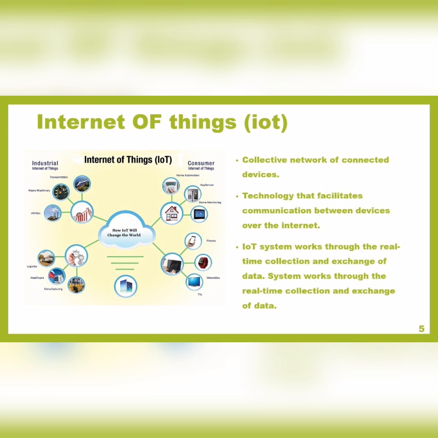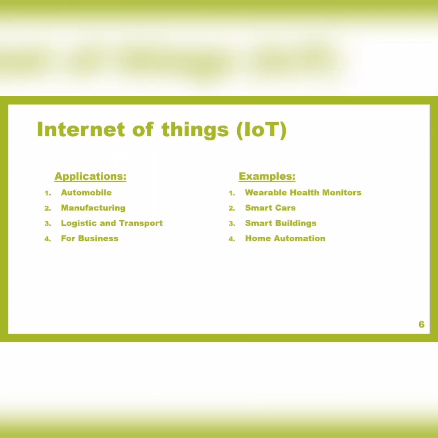Next topic, IoT, Internet of Things. IoT is nothing but a collective network of connected devices. It is a technology that facilitates communication between devices over the internet. IoT system works through the real-time collection and exchange of data. The applications of IoT are automobile, manufacturing, logistics and transport, and for business. The examples of IoT are wearable health monitors, smart cars, smart buildings, and home automation.